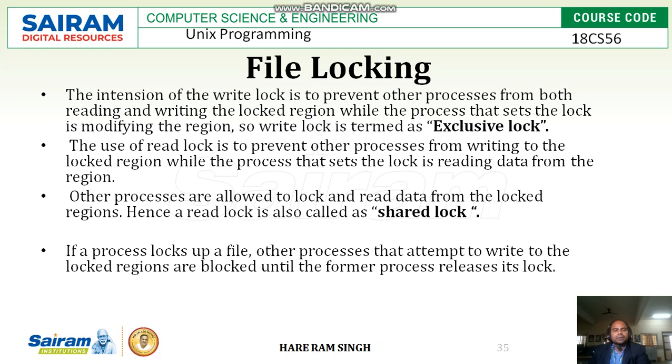The use of a read lock is to prevent other processes from writing to the locked region while the process that sets the lock is reading from the region. Other processes are allowed to lock and read data from the locked region. If a process has put a read lock, other processes are allowed to put a read lock and read the data. That is why a read lock is called a shared lock. If a process locks a file, other processes that attempt to write to the locked region are blocked until the former process releases its lock. Once the first process has released the lock, only then will the other processes be allowed to read or write in that particular region.